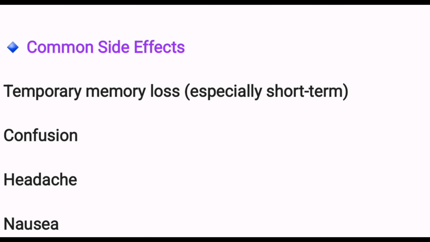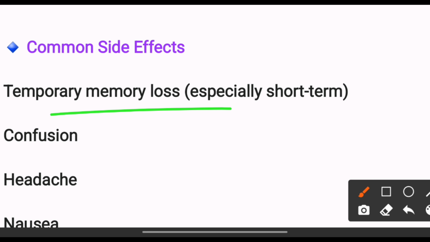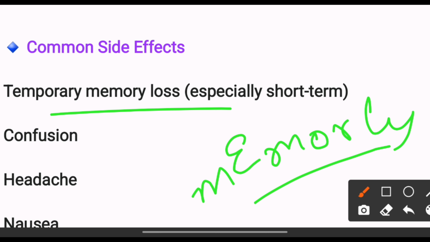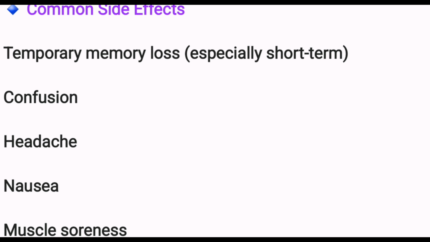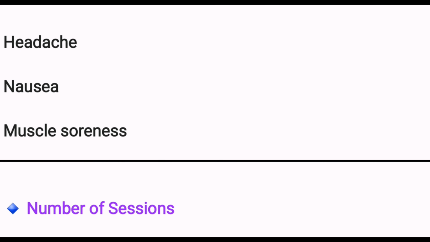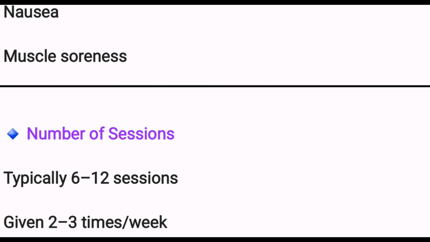Common side effect is temporary memory loss. After giving the ECT, after some time, it will show the side effect of memory loss. Sudden memory loss, temporary memory loss. After a few minutes or after an hour, he or she will get their memory back. Confusion, like they will ask where am I, what am I doing here. They may also have headache, nausea, and muscle soreness.